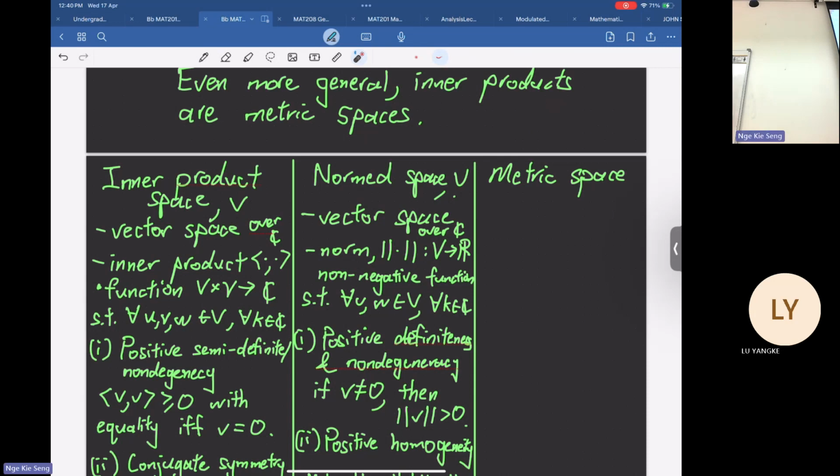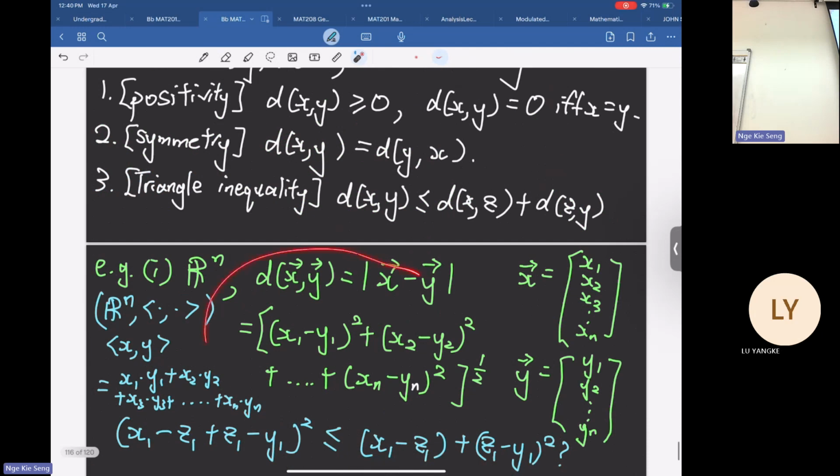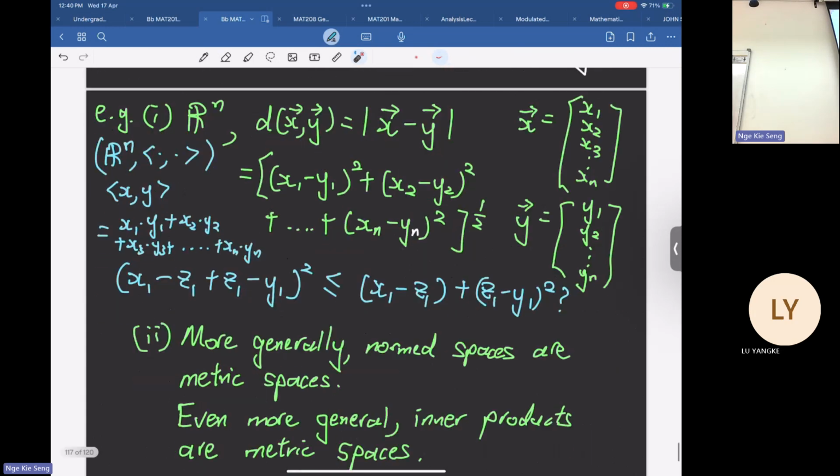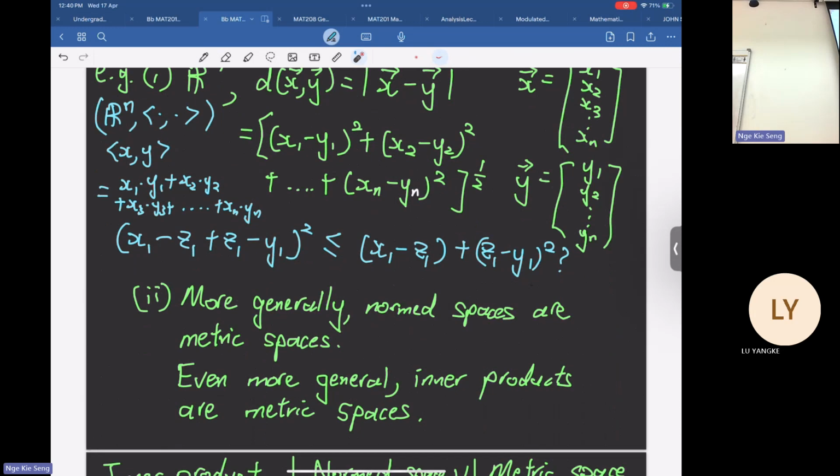This is not my point. My point is how to prove that the metric on Rn satisfies the triangle inequality. This is my point. I haven't addressed that point yet. For that point, you just go and prove it. I mean, it depends on the case. If it comes from an inner product space, then you use this method.